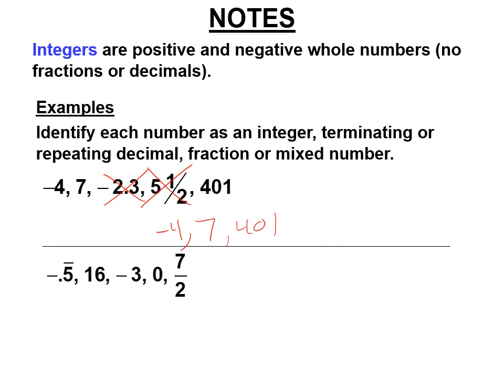Negative 0.5 repeating, yeah, you can have negative repeating decimals. So the integers there are 16, negative 3, and most importantly 0. We say positive and negative whole numbers, and whole numbers include 0. Now 0 is never negative, it's neutral, so that's a little confusing, but 0 is an integer and it is a whole number. No fractions, no decimals.